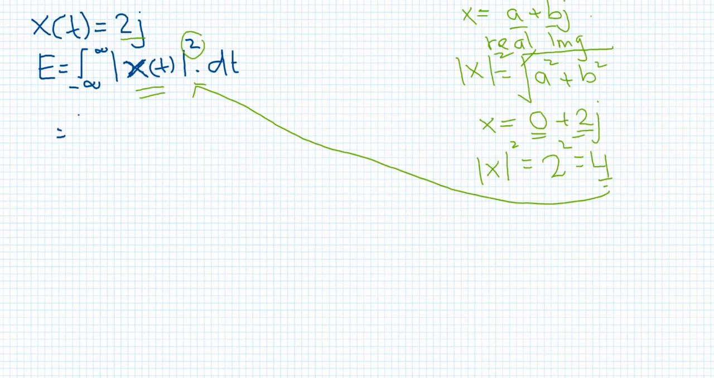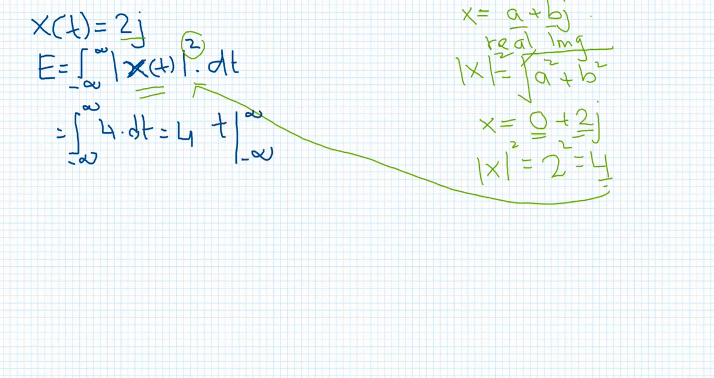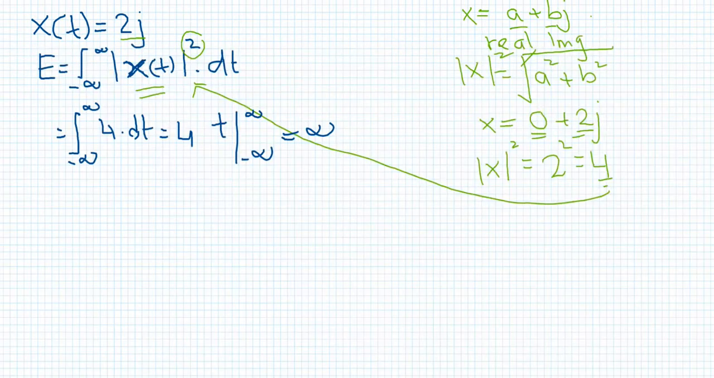What we have here is integration from minus infinity up till positive infinity of 4 dt. Okay, so 4 is a constant, 4 can go outside. So we will get t from minus infinity to positive infinity, which is going to give us infinity. So basically my energy here is infinite.